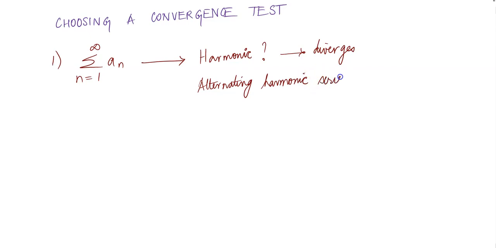If it's the alternating harmonic series, the sign alternates, and in that case, it converges. So you can directly use that knowledge without having to really prove it. So that's the reason we look for this.